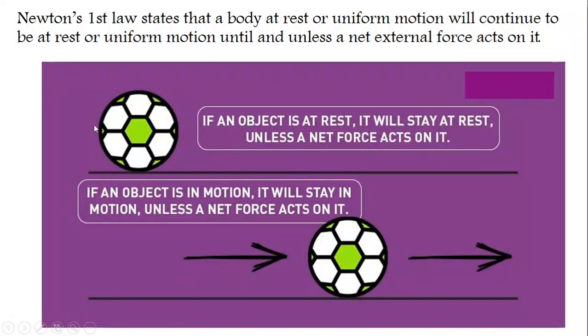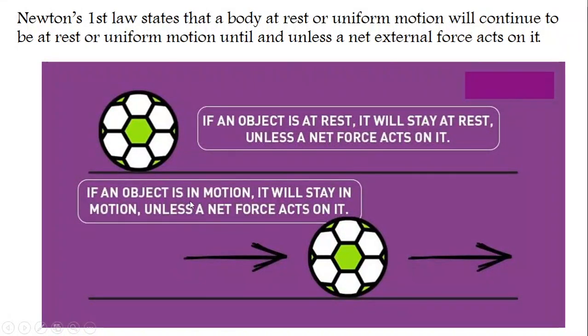For example, this object is at rest, and until we give it a force it will not move in any direction or to any place. It stays in the same position. If we give some force, the object will move from its original position with the help of that force. If the object is at rest, it will stay at rest unless a net force acts on it. Without applying force, the object remains in its original position.